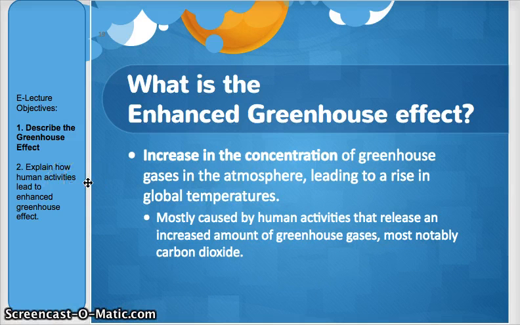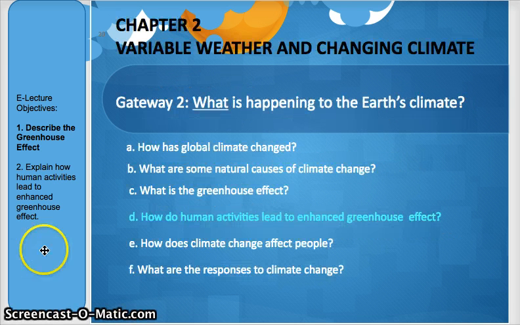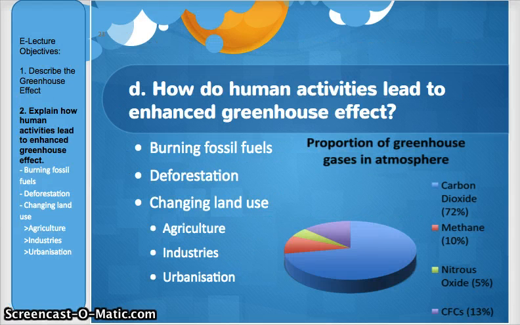So how do we know that too much of a good thing is not a good thing? We look at the human activities and we look at how it has caused changes to our climates. So that leads us to the second part of this e-lecture, to explain how human activities lead to the greenhouse effect being enhanced. So first of all, how do human activities lead to enhanced greenhouse effects?